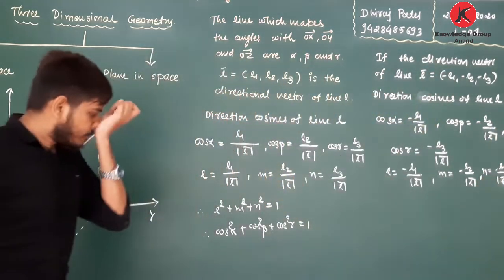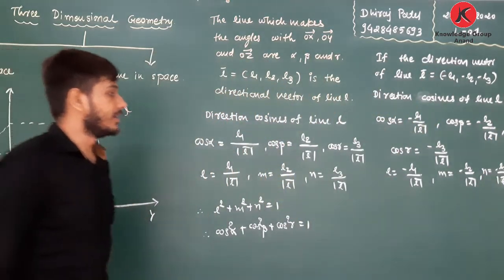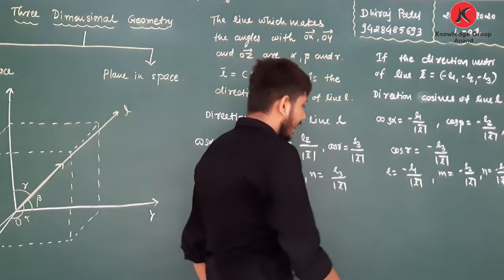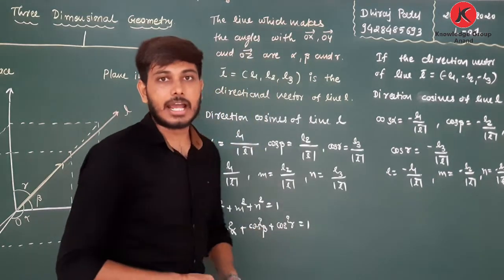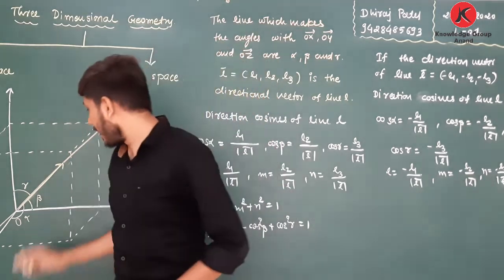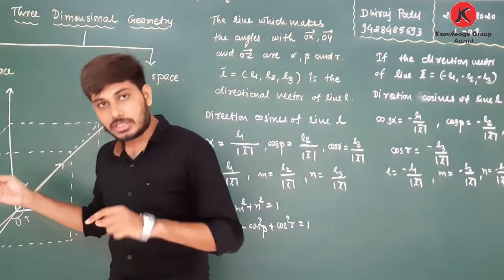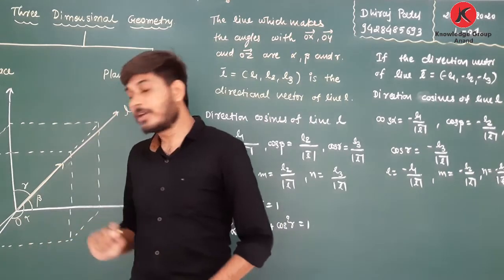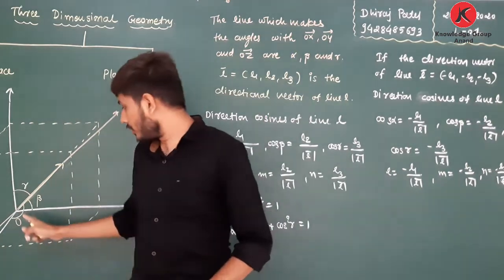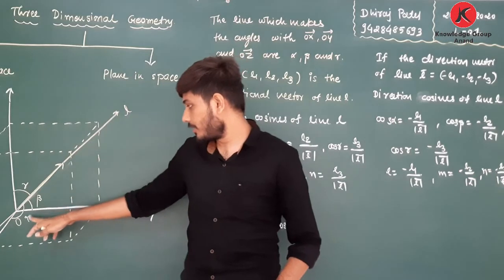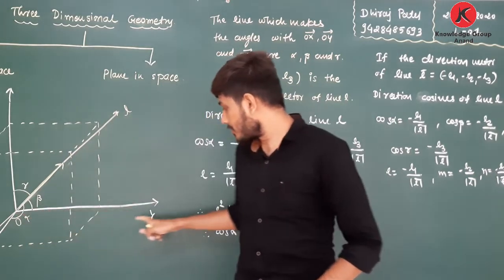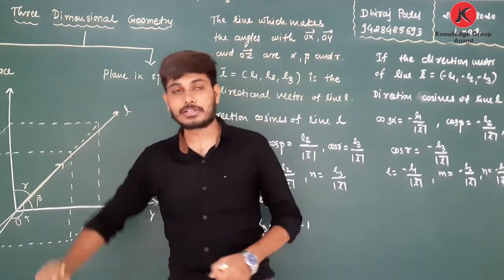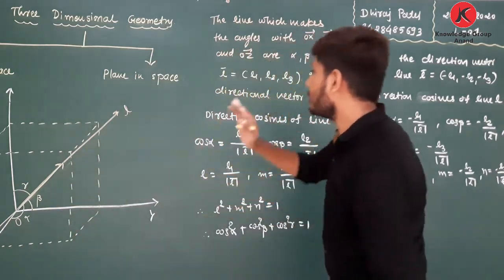Here cos alpha is negative, therefore we can say that the angle made by this line with the positive direction of the x-axis will become pi minus alpha, with the positive direction of the y-axis pi minus beta, and with the positive direction of the z-axis pi minus gamma.